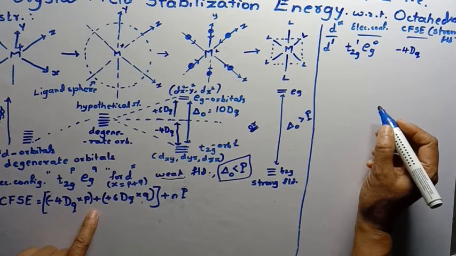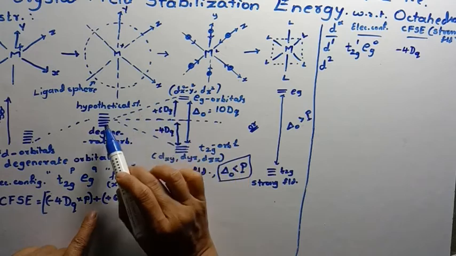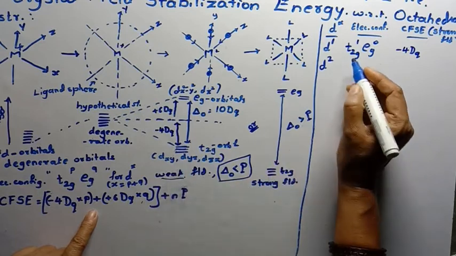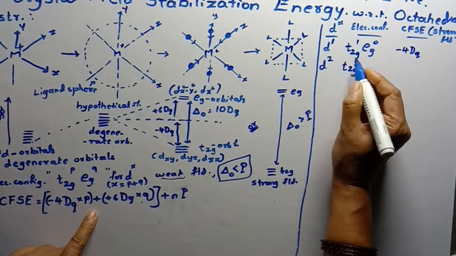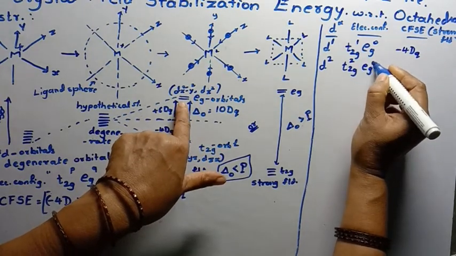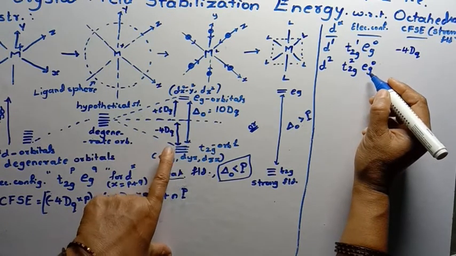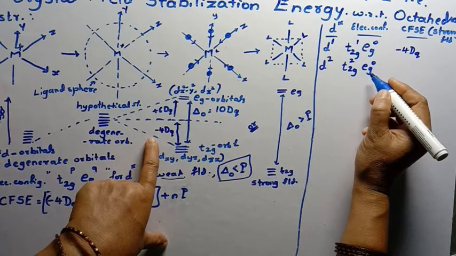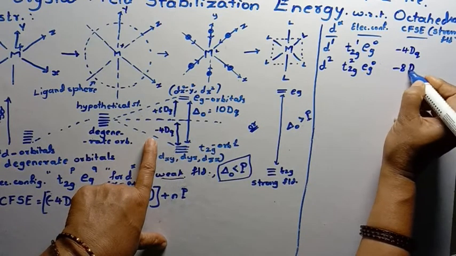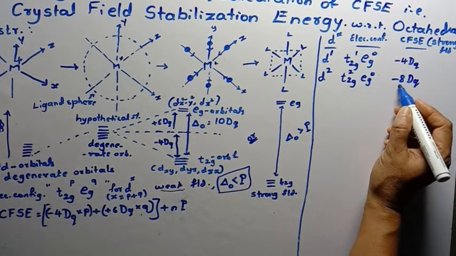Clear? Now for the d2 system, the second electron also goes to the lower energy level. Therefore, once again it is t2g^2. There are no electrons in the upper orbital, so eg remains 0. Two electrons are entering the t2g orbital, which means the energy of the metal is decreased by 2 into minus 4 Dq. The crystal field stabilization energy is calculated to be minus 8 Dq.